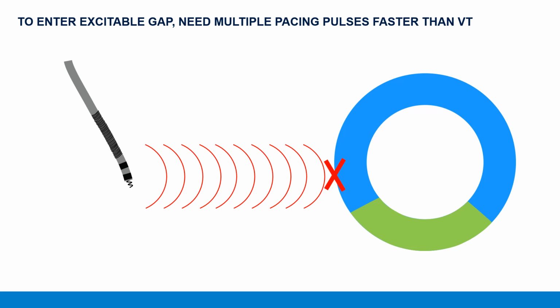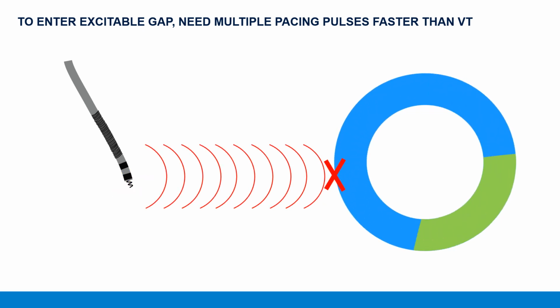If we paced at exactly the same rate as the VT and the first beat didn't work, then every subsequent beat is also going to hit refractory tissue at the wrong place and time. And so for ATP to work, we have to pace faster than the VT cycle length so that the excitable gap is at different locations with each subsequent pacing pulse.